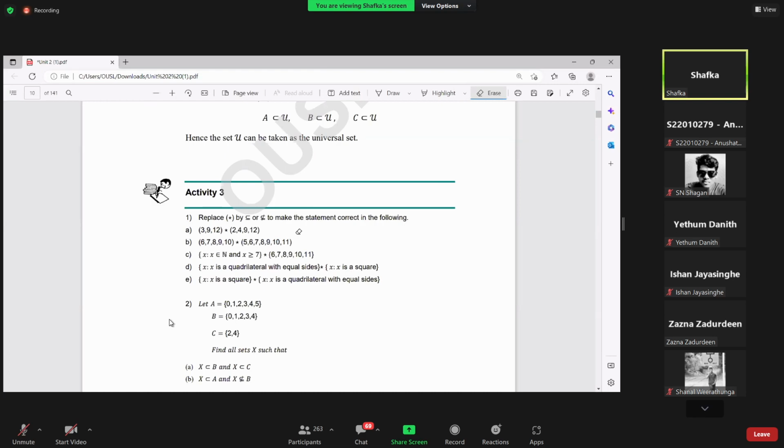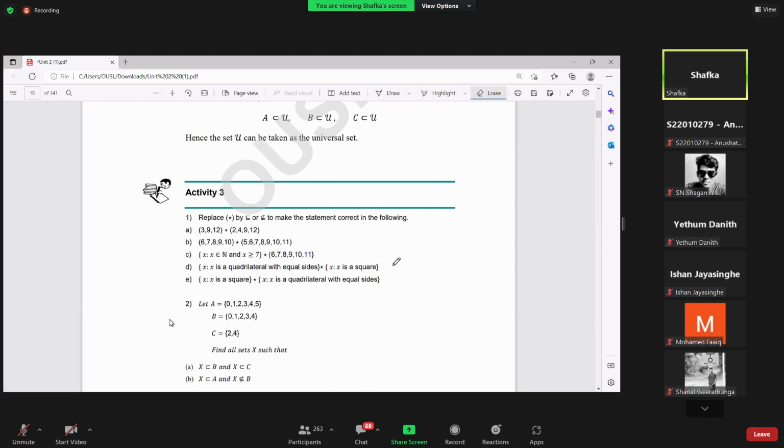But when you consider these two, are they sets? No, ma'am. Why? Brackets. Yes, the brackets are different. In order to represent a set, you have to use curly brackets. But here you have normal brackets, so these are not sets. These are tuples. You can't use either of these symbols. Same for part B as well.